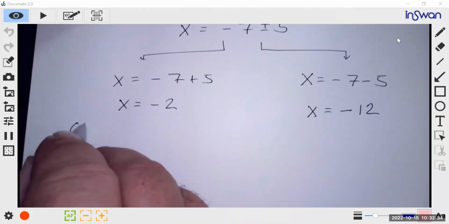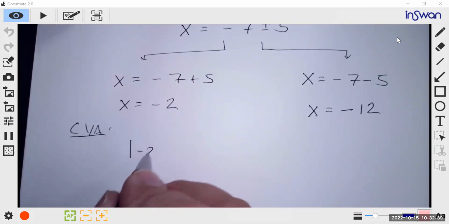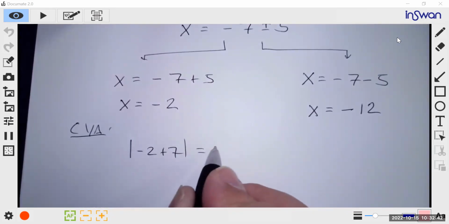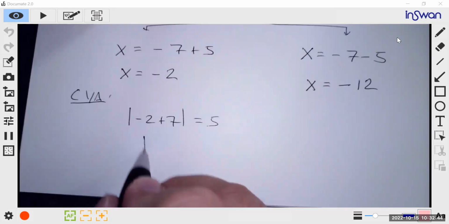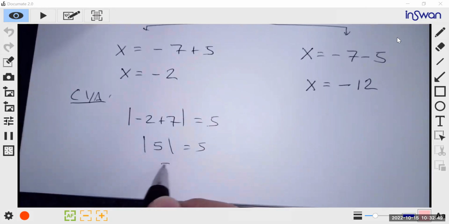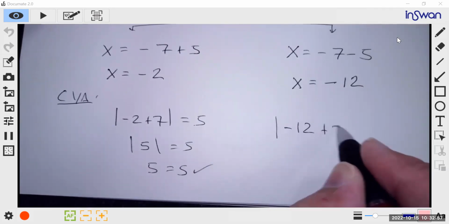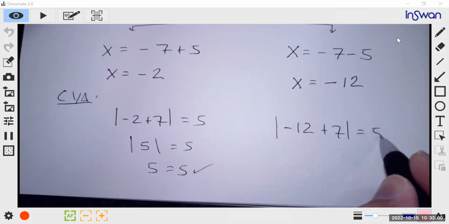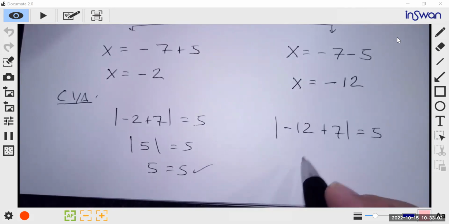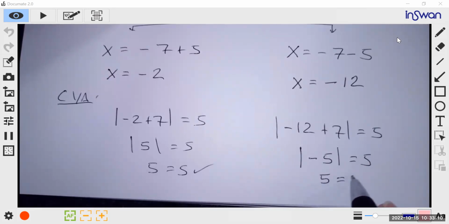So now check your answers. So we have absolute value of -2 plus 7. -2 plus 7 is 5. Absolute value of 5 is 5. That works. -12 plus 7. -12 plus 7 is -5. Absolute value of -5 is 5.